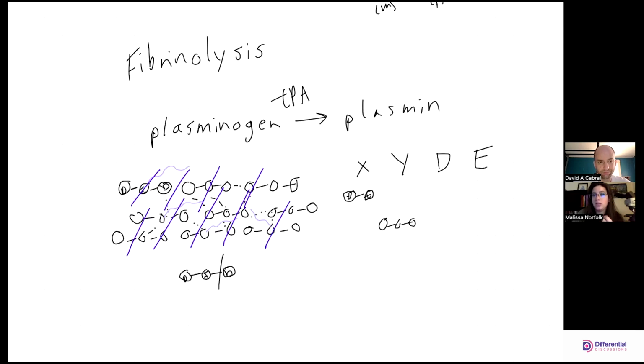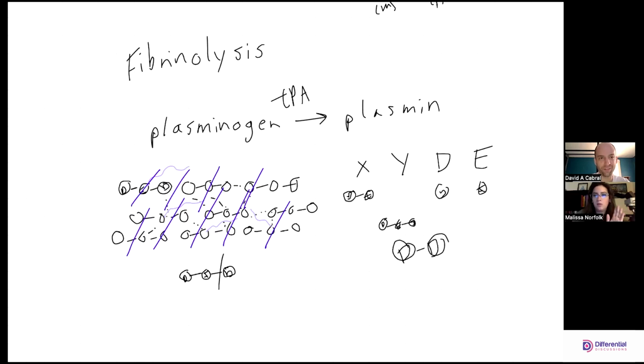And then, of course, you have the D and the E, right? So that's self-explanatory, a D piece and an E piece. Now, the other piece that you also get when you break down your clot is a D dimer, which is two D pieces that are bound together.